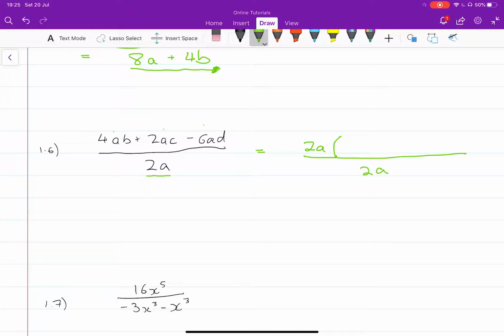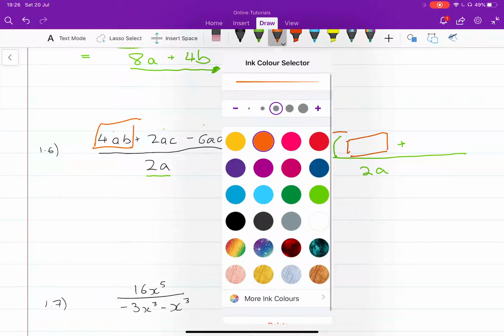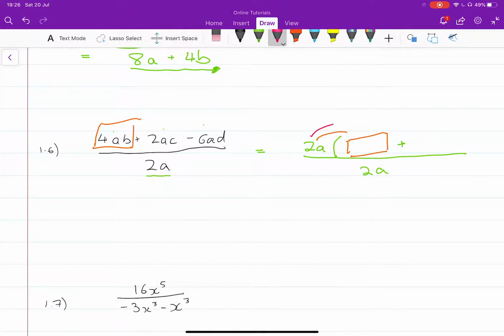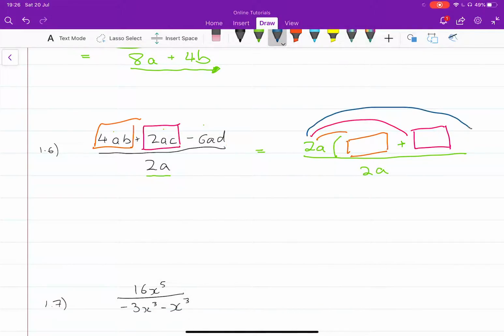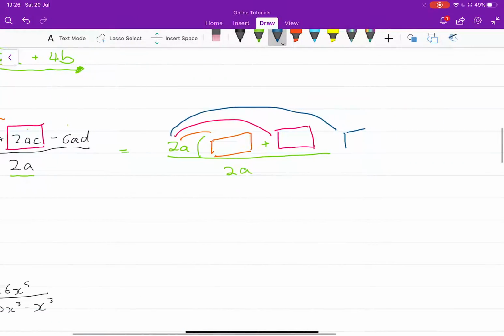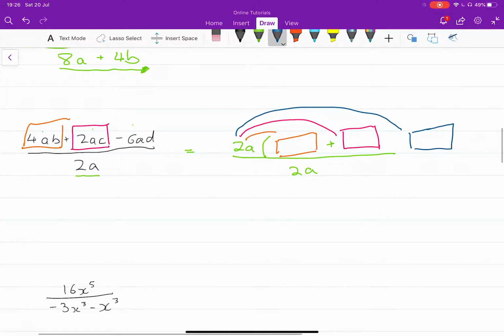Okay, now we're going to put brackets in. So let's see how we're going to get this. 2a times something has to equal this. Then we're going to go plus, and we're going to select there. 2a times something must equal this. And then finally, we need to pick a different color. 2a times something must equal minus 6ad. So let's fill in these.